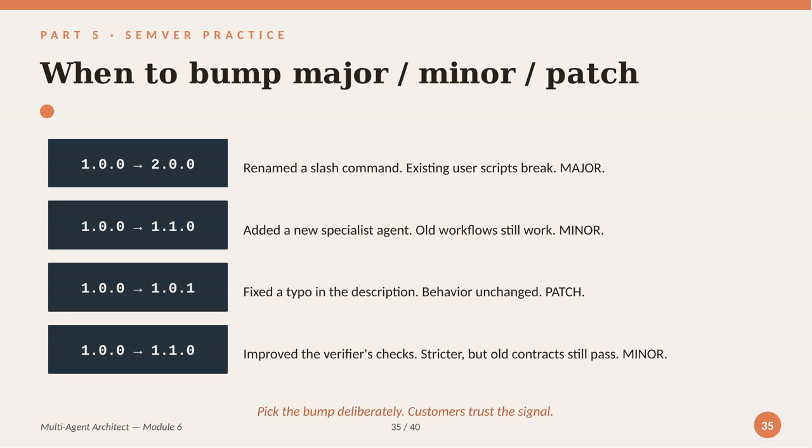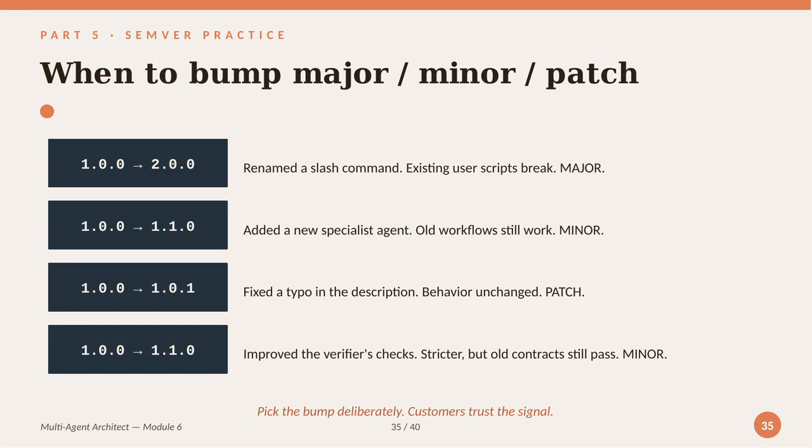Patch bump. 1.0.0 to 1.1.0. You improved the verifier's checks. It's now stricter, but old contracts still pass because they were always correct. New strictness catches more bugs without breaking anything that worked. Minor bump. The discipline is picking the bump deliberately every time.